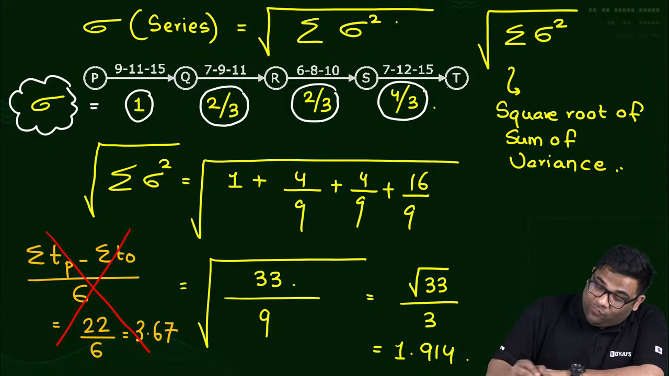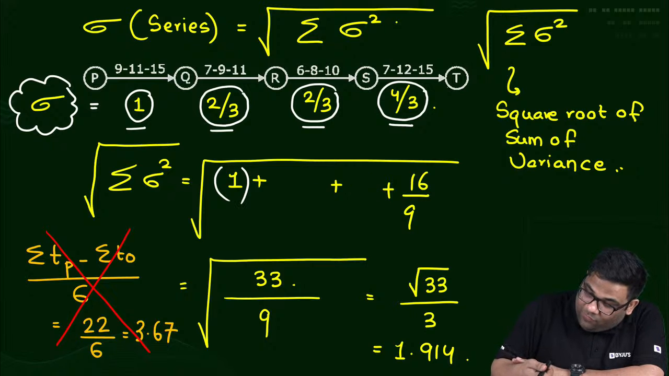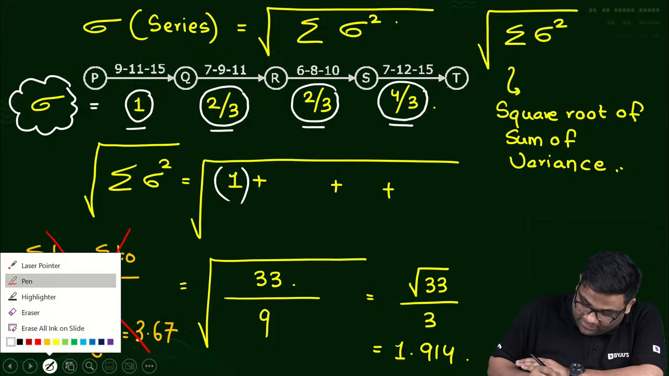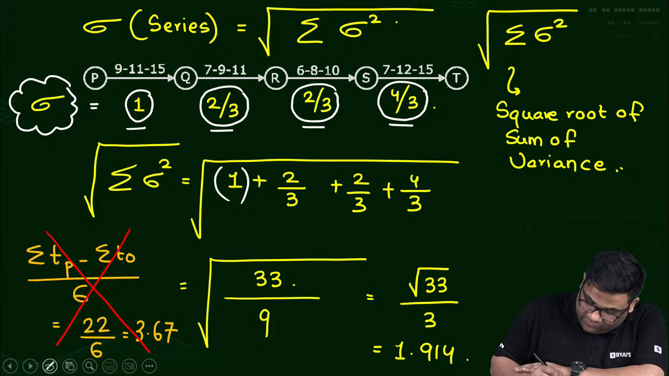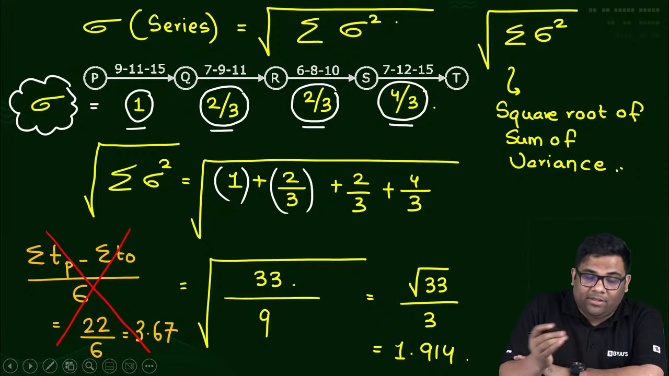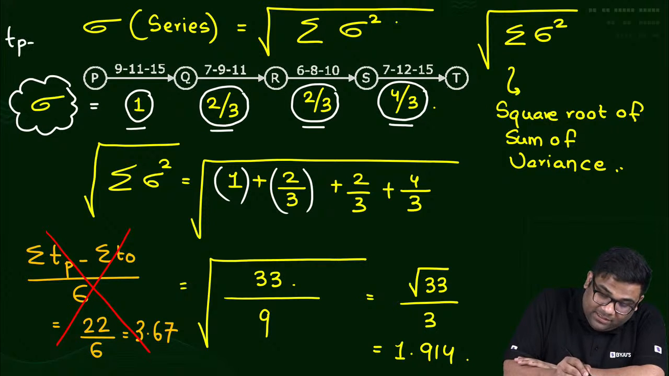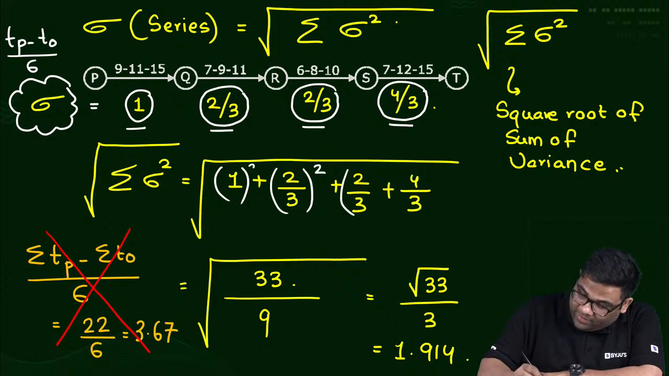You have to find out first the standard deviation of each activity. Then take the variance. Variance means what? Square of the standard deviations. Let me square this and write it like this so it becomes clear. First, find out standard deviation of each activity. That you will find out how? That you can find out by what? TP minus t naught by 6. That is fine for each activity. But then you take the square of the variance. Square is sum of the variance.